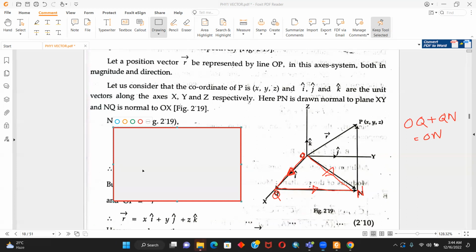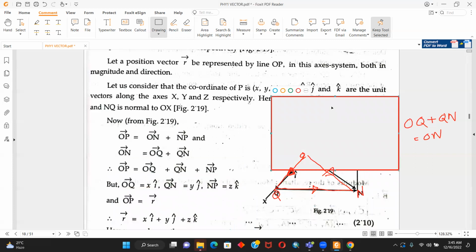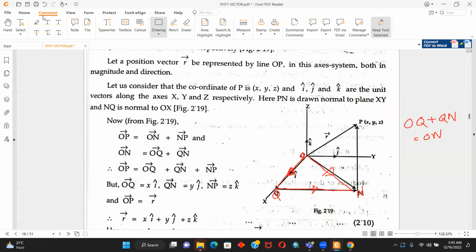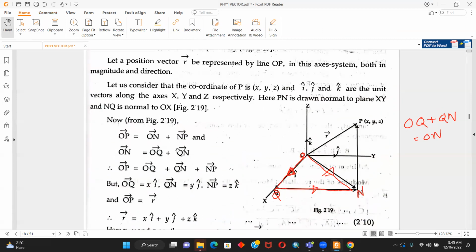And another one is left. Okay, we don't have to work with another one. So now let's see what they have done. What they've done is ON vector equals OQ vector plus QN vector, and OP vector equals ON vector plus NP vector. So now the value of ON vector in the first equation will be replaced here. Then we get OQ vector plus QN vector plus NP vector. Is it clear? We have just replaced it in the equation.